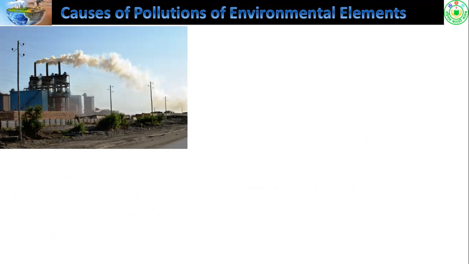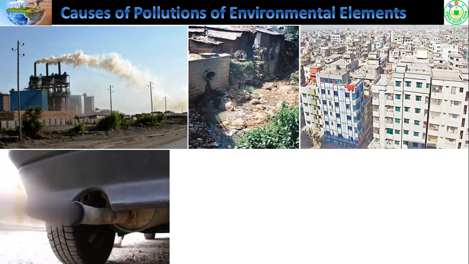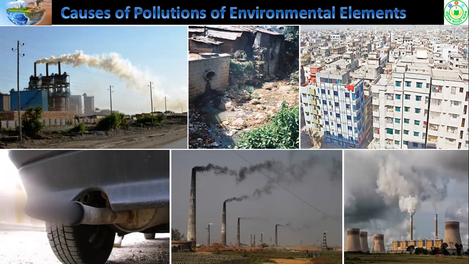And let us see some photographs that show the causes of pollution. See, unplanned urbanization. There is no space in between the buildings, and smoke emission by different industries, and people are discharging their waste materials in the water bodies. And vehicle smoke, and smoke from brick field and from nuclear power plant, all are very harmful.